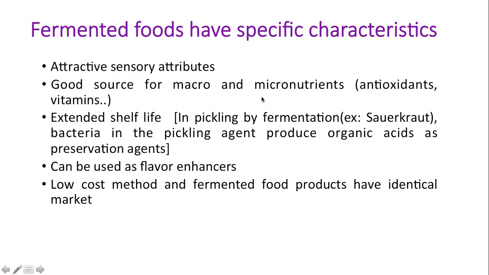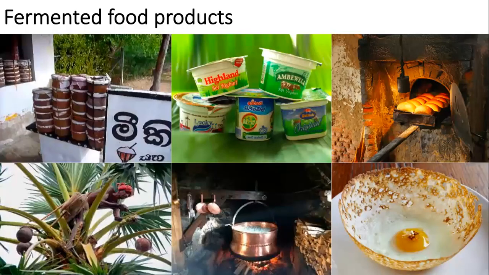And we also have very good sensory attributes. Rather than having the raw food, we can experience a good flavor. As an example, you know the taste of grapes and the taste of wine, and the taste of milk and the taste of yogurts, right? Good sensory properties and extended shelf life are the advantages. So you can read.